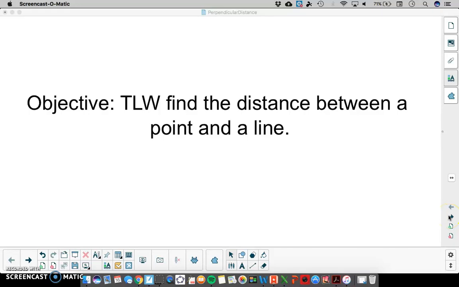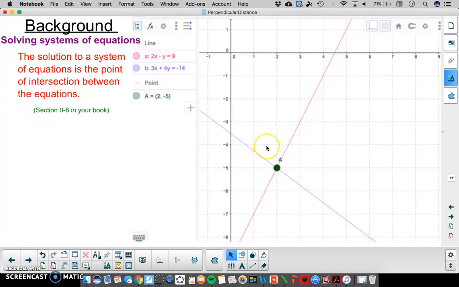In this video, the learner will find the distance between a point and a line. First, we need some background information to remember how to solve systems of equations. Given two equations, the solution to a system is the point of intersection of those equations.